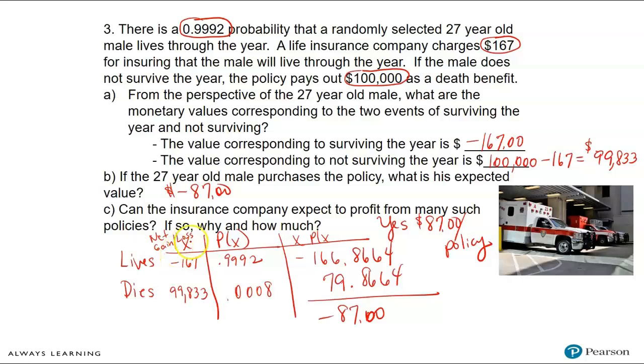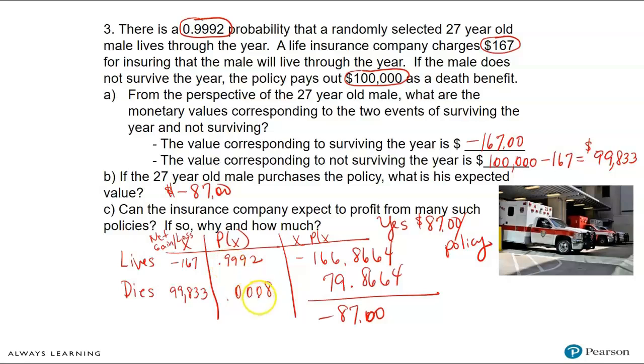If you remember, we make a column of X for our random variable, and that's the net gain or loss in each situation. So our two scenarios are that the man lives or that he dies. If he lives, he's going to lose his premium charge, and the probability that he lives is this 0.9992 that's given to us there. The other scenario is that he dies. If he dies, his family will collect the 100,000, but he'll have paid out the $167. So 100,000 minus 167 gives us this value.